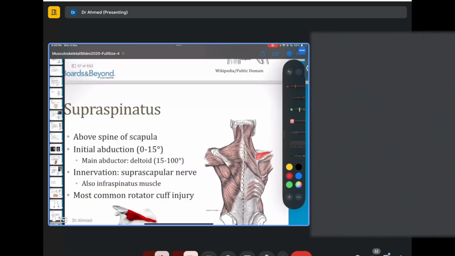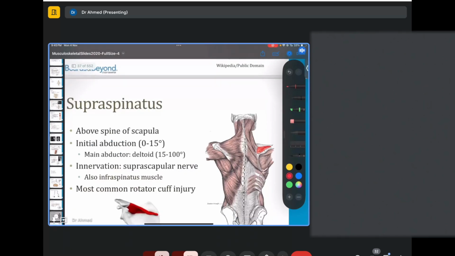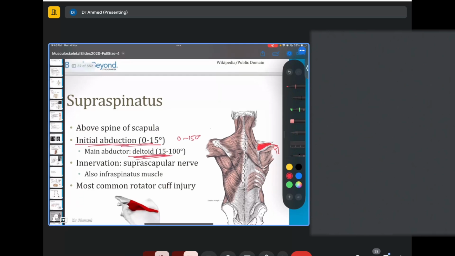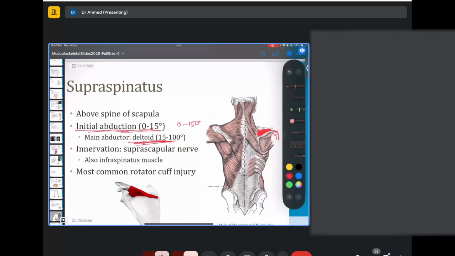So you have your supraspinatus muscle here. You can see it is inserted on the head of your humerus, right? It would initiate the abduction from 0 to 15 degrees. Then your deltoid is going to perform the abduction from 15 to 100 degrees. It is innervated by the suprascapular nerve. The infraspinatus is also supplied by the suprascapular nerve. The most common rotator cuff injury you are going to see is injury to the supraspinatus.